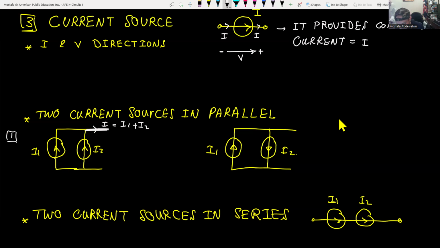And the opposite happens if you have two branches again, I1 and I2, but they move the charges in opposite ways. So I1 here is going from bottom to up, and the charges of I2 are going from top to bottom. So basically, we're expecting here that I is equal to I1 minus I2, or I2 minus I1. You can assume it in any way you want.